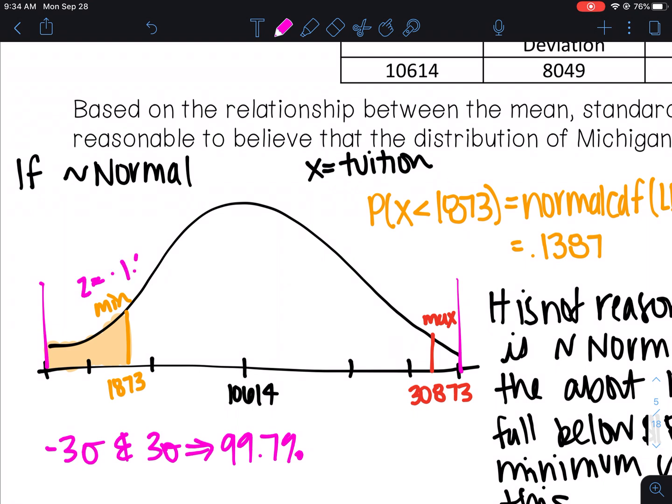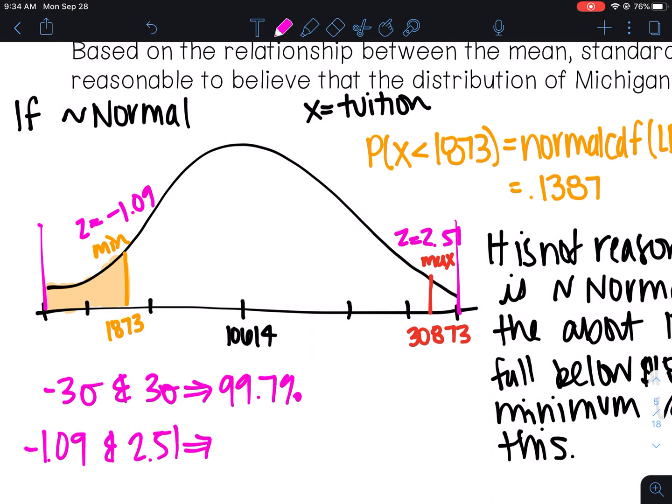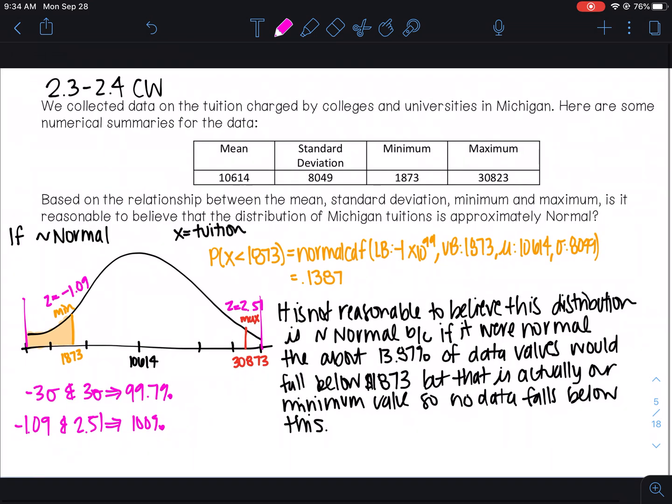But what we end up seeing is that the z-score for the minimum is actually going to be negative 1.09, and the z-score for the maximum is 2.51. So we actually see that between negative 1.09 and 2.51 is 100% of the data. If it were normal, 100% of the data would not fall between negative 1.09 and 2.51. So it's another way that you could tackle this. Either way, you have to make a contradictory statement. You have to come up with a statement that could possibly be contradictory to prove that it's probably not normal.